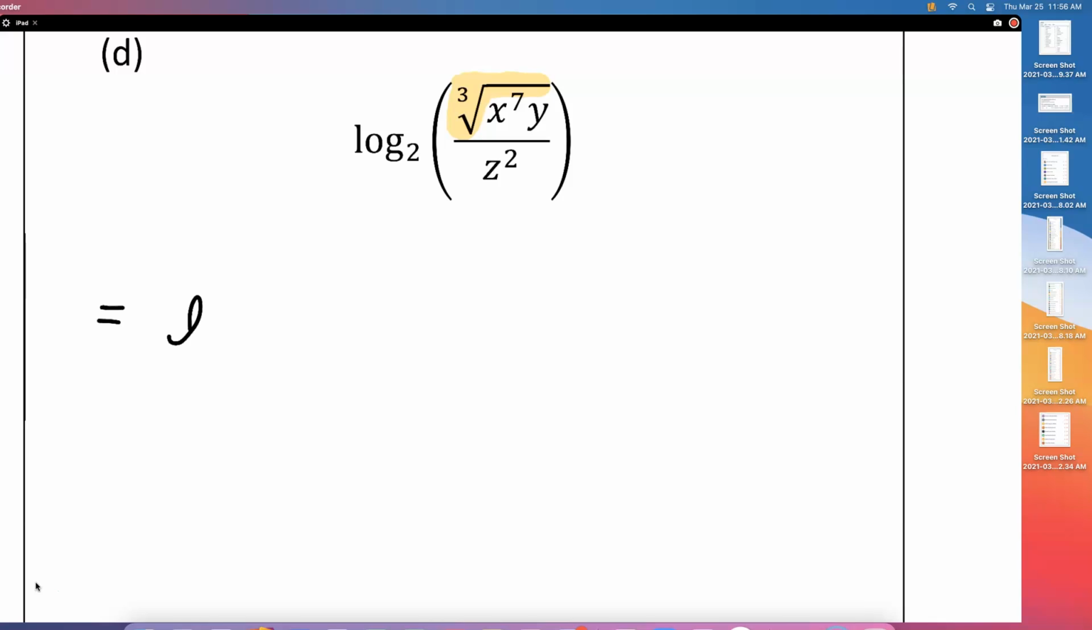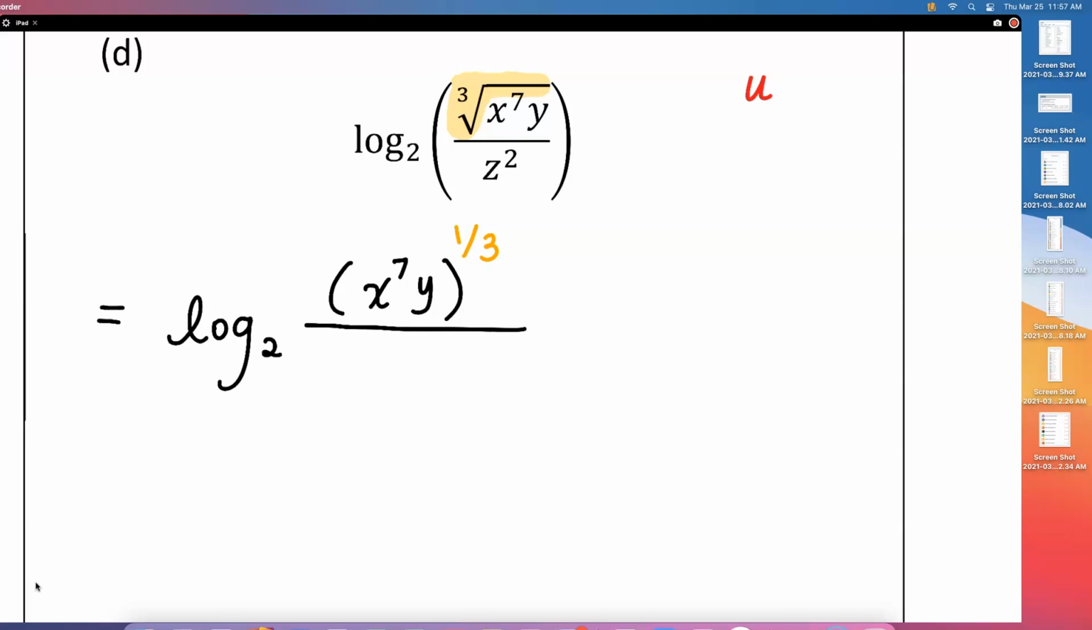I'll go ahead and rewrite this as log base 2 of X to the 7th, and Y is getting raised to the what power, do you think? 1/3 power. So I rewrote something under cube root can be written as that U raised to the 1/3 power. So we're using that rule to change the numerator. But Z was not under cube root, so Z will just still have its original power of 2.